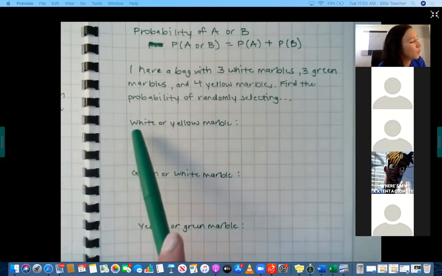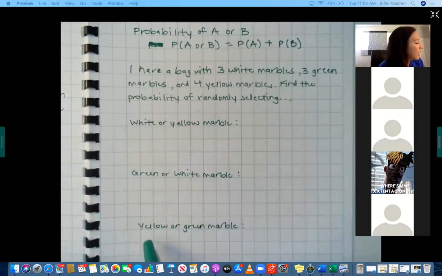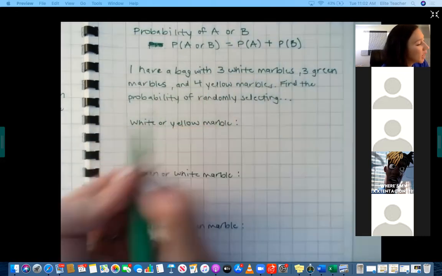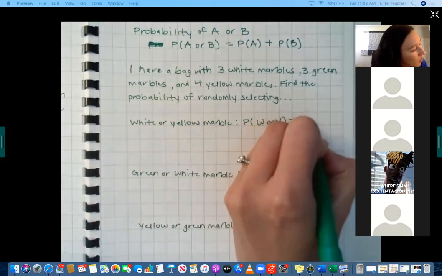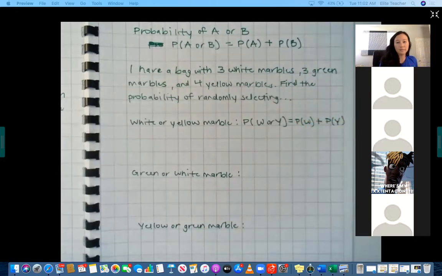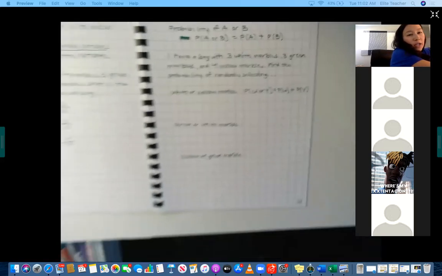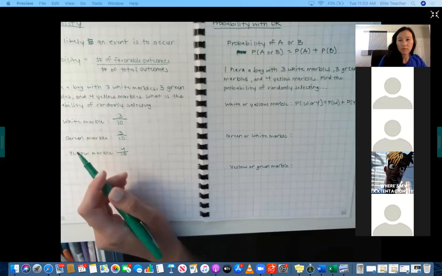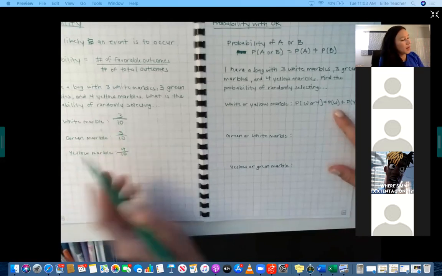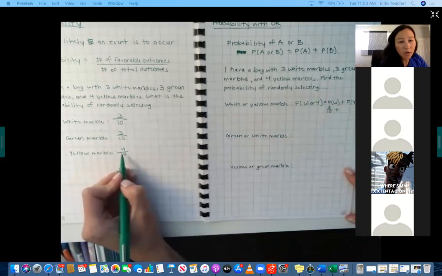Okay, so now we're going to find the probability of selecting a white or yellow marble, a green or white marble, and a yellow or a green marble. So the probability of a white or a yellow: we do the probability of a white marble plus the probability of a yellow marble. We already wrote down our probabilities over here. The probability of a white marble was 3 out of 10, plus the probability of selecting a yellow marble, which was 4 out of 10.